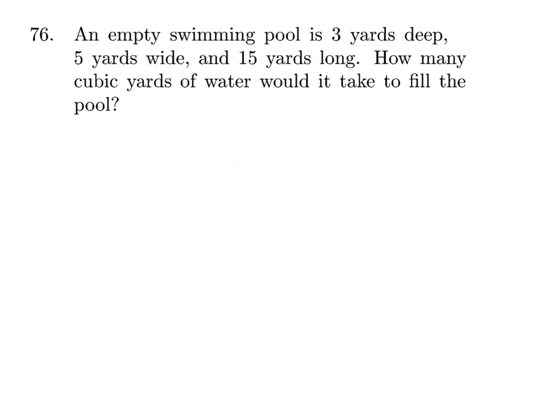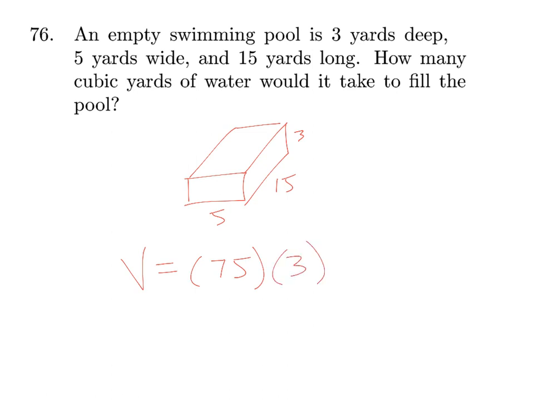Done. An empty swimming pool is 3 yards deep, 15 meters long, 5 wide. So the volume is 5 times 15, which is 75, and the height is 3. So you have 225 yards cubed.